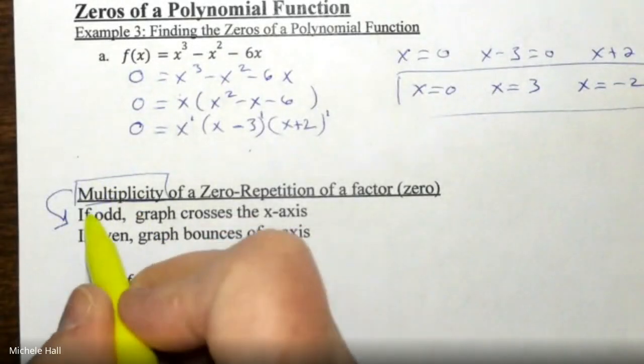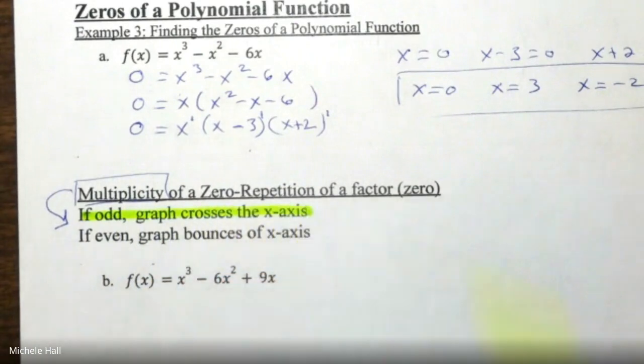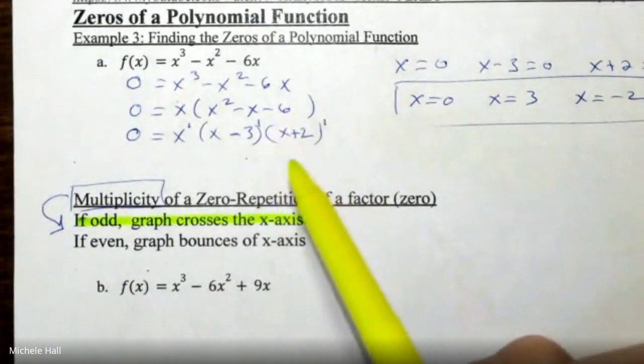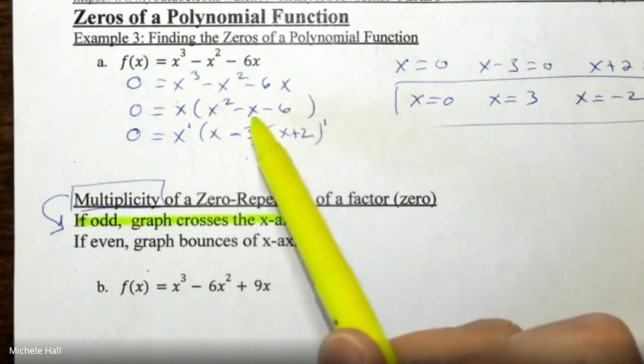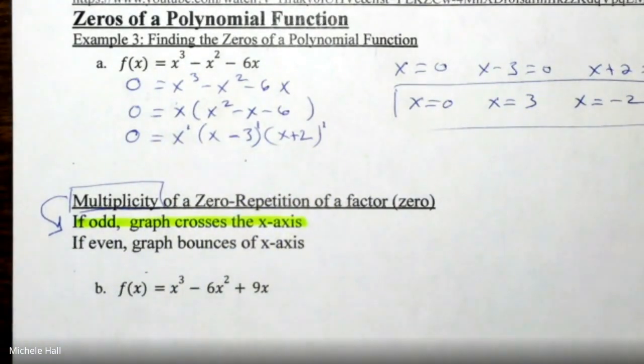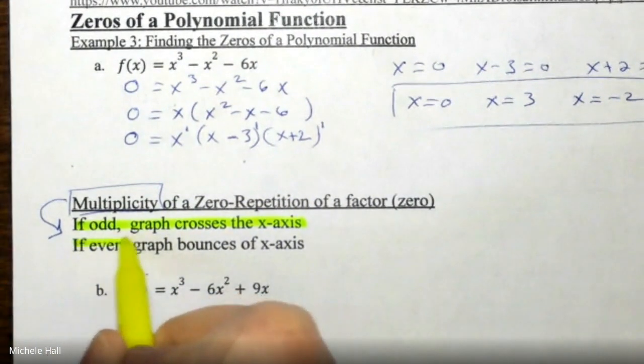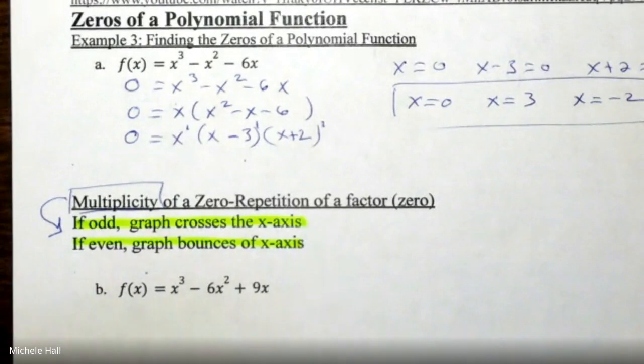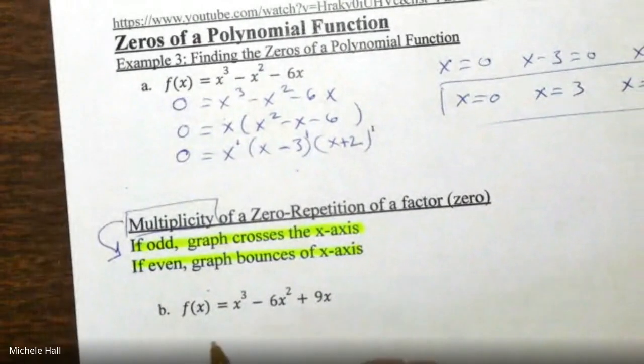So it's going to matter if odd, if the multiplicity is odd, it's going to cross the x-axis. So all of these would cross the x-axis because they're odd multiplicities. If I have an even multiplicity, then it's going to bounce off the graph. It's not going to go through the axis. It's going to come down and approach it and bounce off. Or if it's going to come up and approach it and bounce off instead of crossing through the x-axis. So let's start by factoring this and solving.